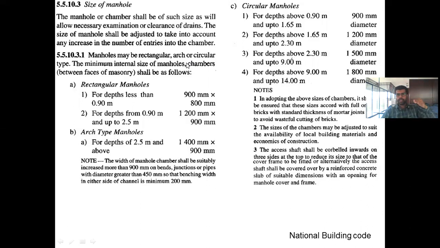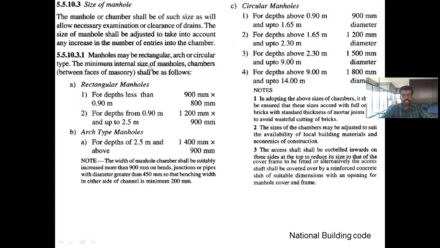It goes. Manhole to manhole connection will be from bottom to bottom. Any other connections will be coming in some top portion of it. I will show you. Anyways, manholes may be rectangular, arc, or circular type.